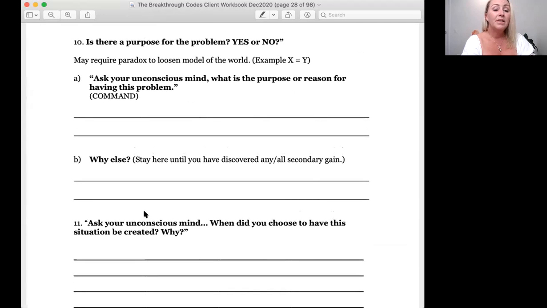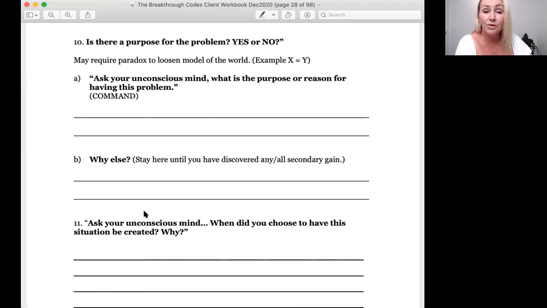So number 10, is there a purpose for the problem? Now it's time for you to take ownership of this problem, which can feel a little bit like in the face, which is perfect. So with a nice command voice, is there a purpose for this problem? Yes or no? If they say no, then a reframe is going to be really important here.